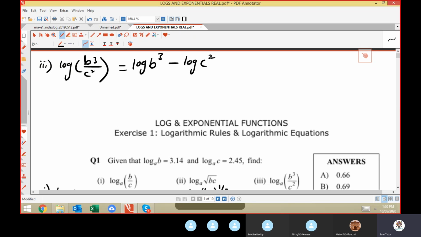And then what do you do with your powers now? You bring them down. So 3 log B minus 2 log C. And then, of course, log B is 3.14, log C is 2.45, and we are good. Put it into your calculator, you go.